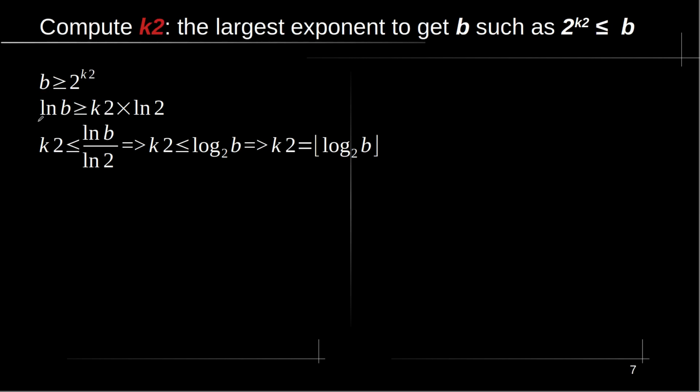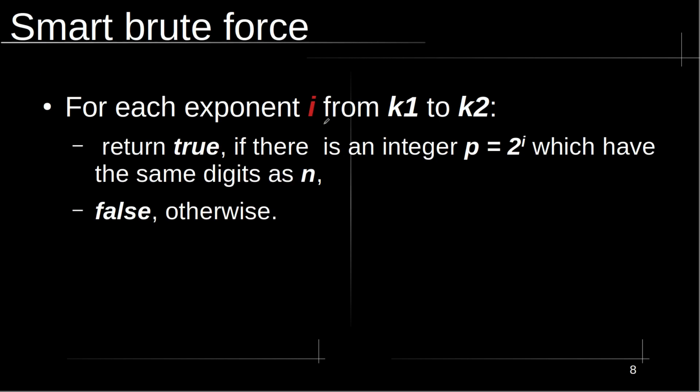Same idea for b. b is greater or equal to 2 power k2. We can conclude here that k2 is equal to the floor of logarithm base 2 of b. Now for each exponent i from k1 to k2, return true if there is an integer equal to 2 power i which has the same digits as n, false otherwise.